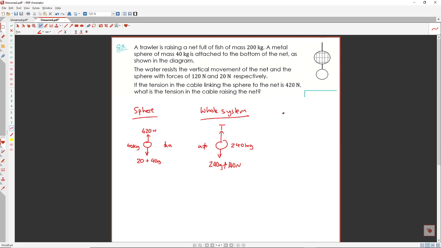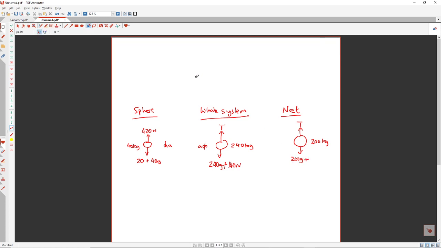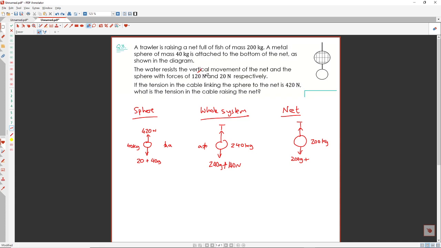Okay, I'll just draw the one for the net as well. I don't think we're going to end up using this one though. So here's the net. Okay, the net has a mass of 200 kilograms because it's got a load of fish in it. Okay, the net has a tension pulling it upwards. Same tension as we've got in here. It has a weight of 200g. And we also have a resistance force that's acting on the net, which is 120 newtons, so plus 120. What we don't have is the extra 20 in here.